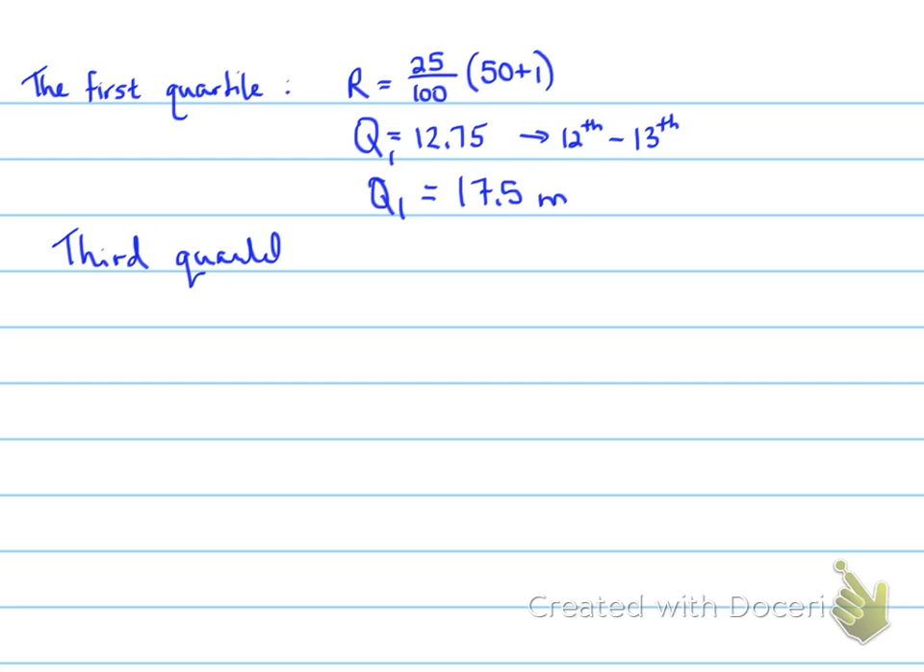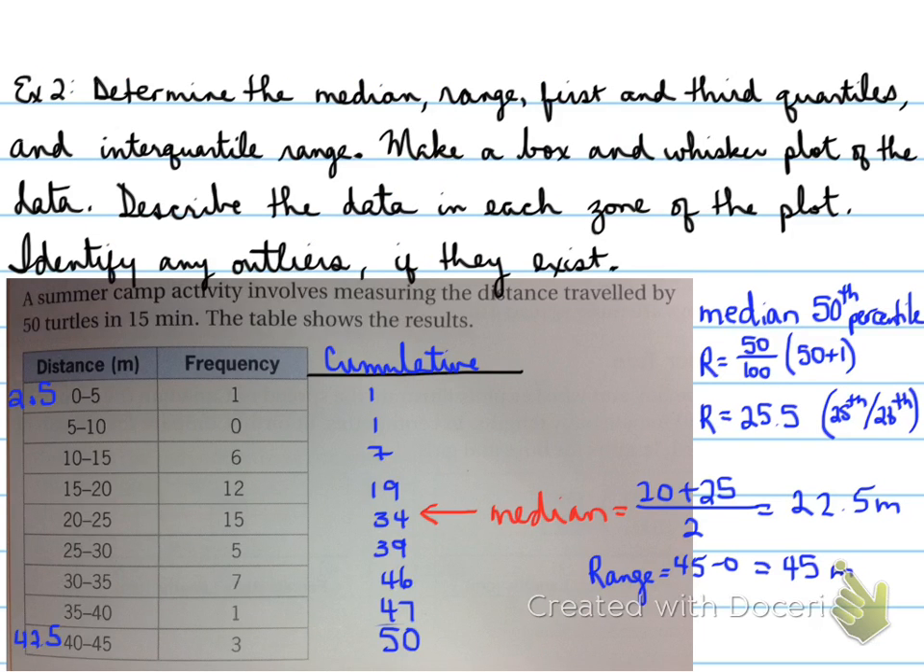range listed. Then the third quartile is calculated at the 75th percentile, which is 75 over 100 times 50 plus 1, which is equal to 38.25, which is between the 38th and 39th position in the table. So let's go back to that table for a second. We can see the 38th to the 39th should be right here. So again, this is our third quartile. The midpoint between 25 to 30 is 27.5. So let's go back.